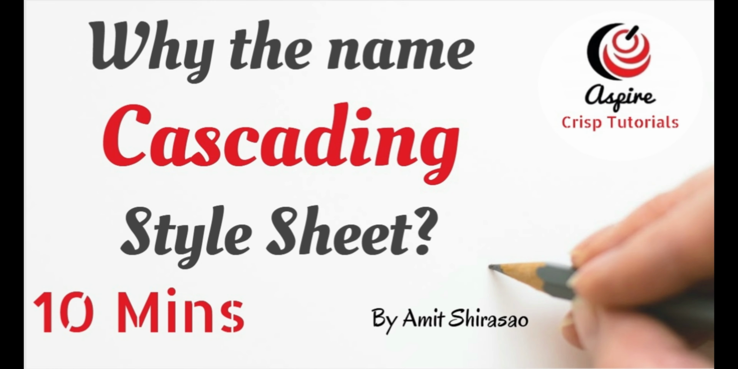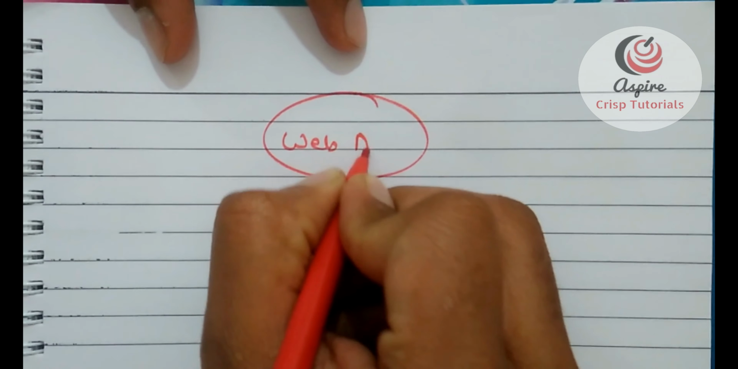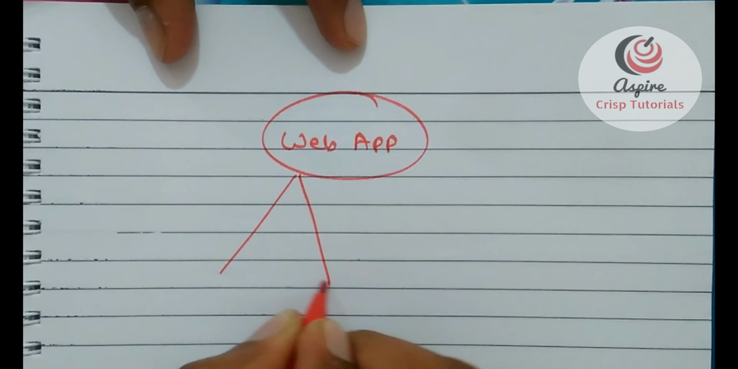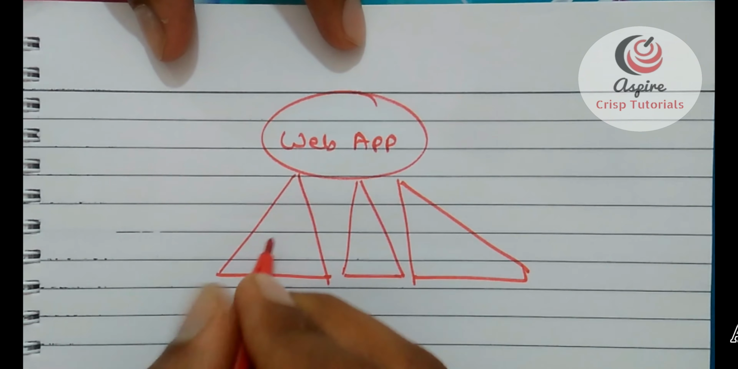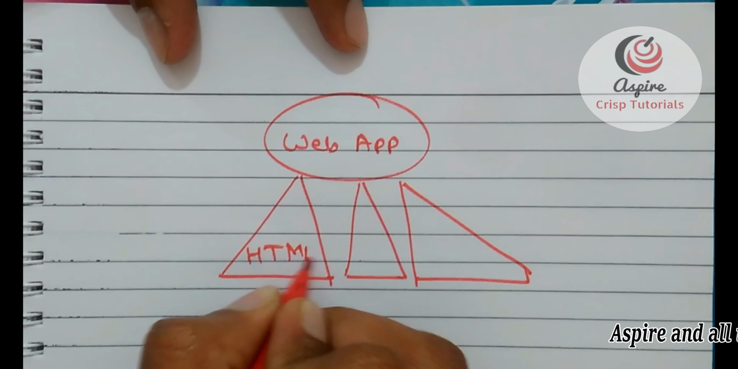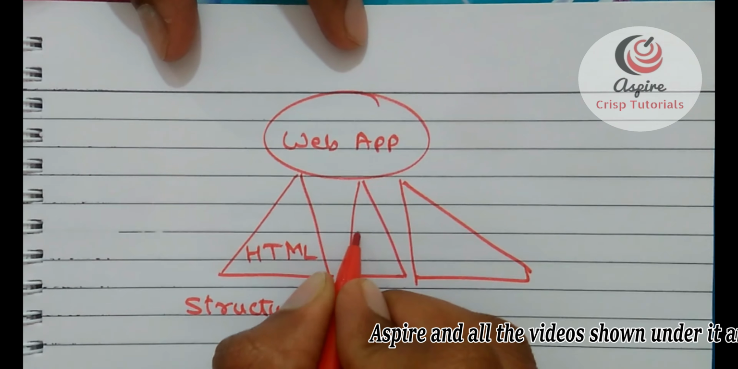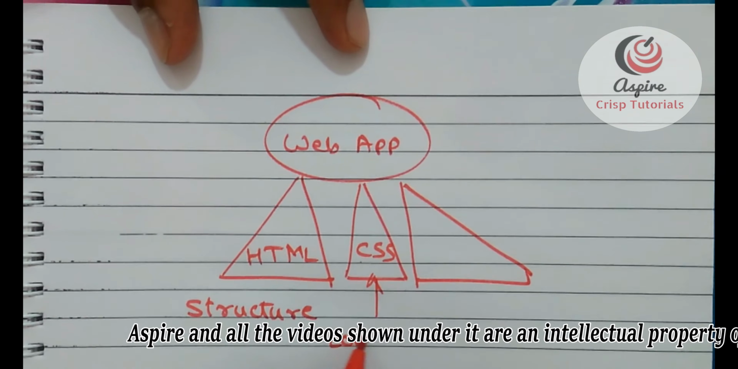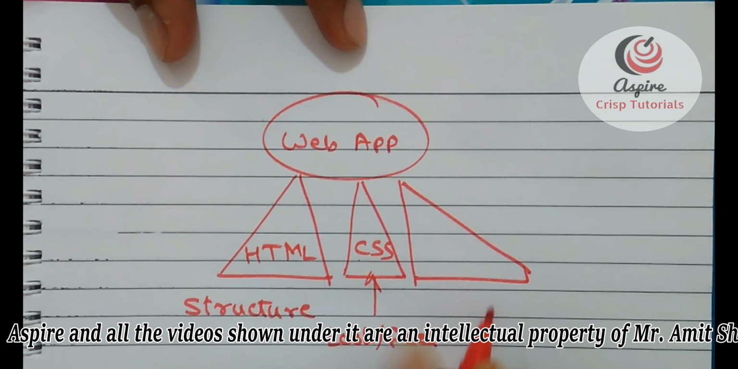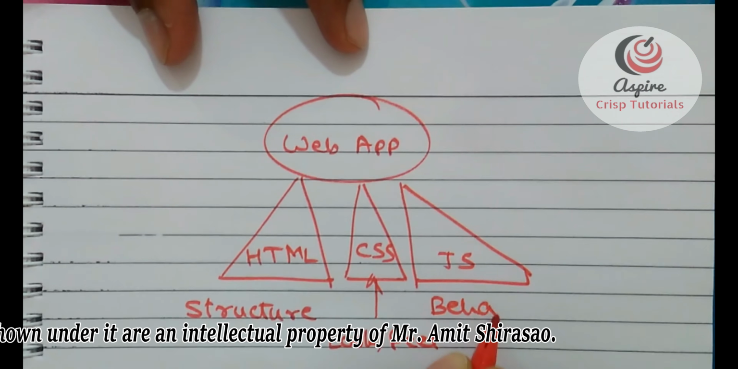Today's topic is why the name Cascading Style Sheet. Any web application is made on top of three cornerstones. First cornerstone is HTML, which determines the structure of your page. The second cornerstone is CSS, which determines the look and feel of the page. And the third cornerstone is JavaScript, which determines the behavior of the page.